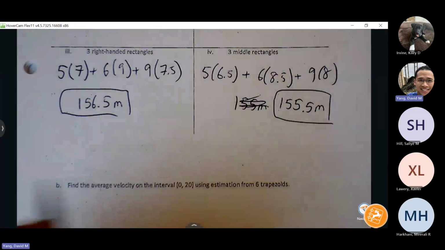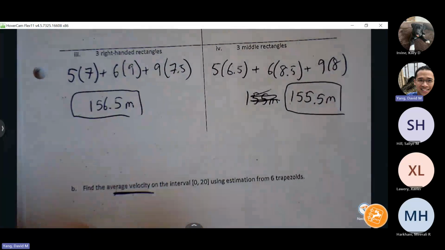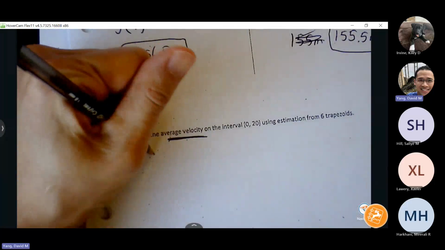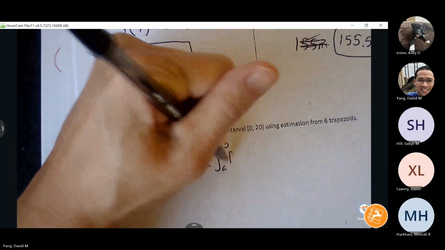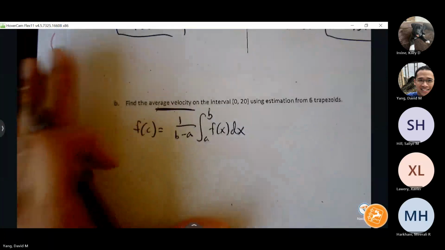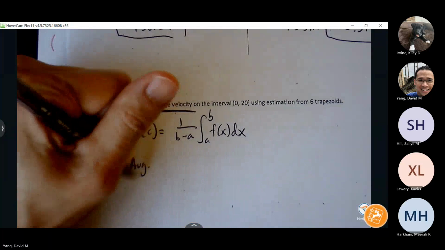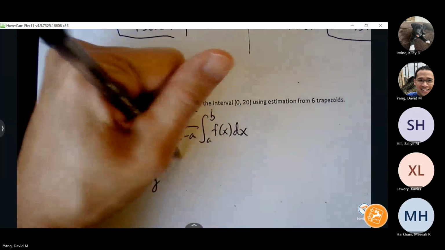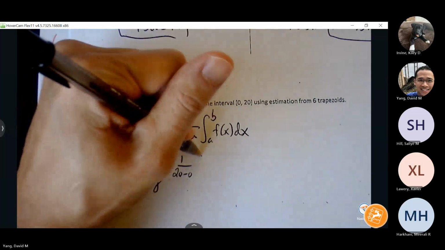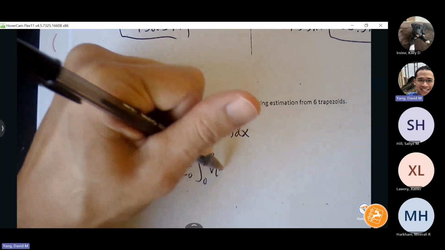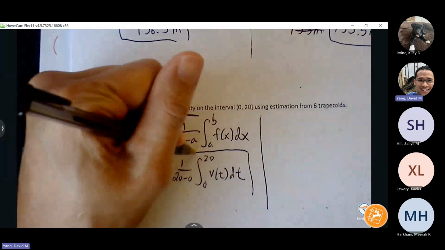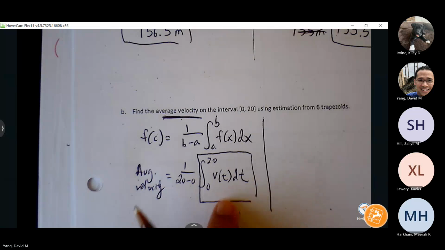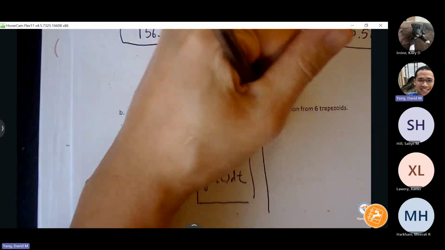Okay, part B, find the average velocity. So average velocity reminds us of the average value theorem. Here's the formula. My average velocity equals one over B minus A, integral from 0 to 20 of v of t dt. So we can carry results that we've already gathered from part A, which is 155.5.